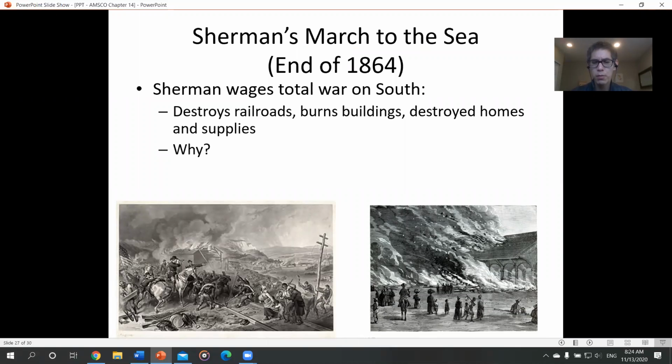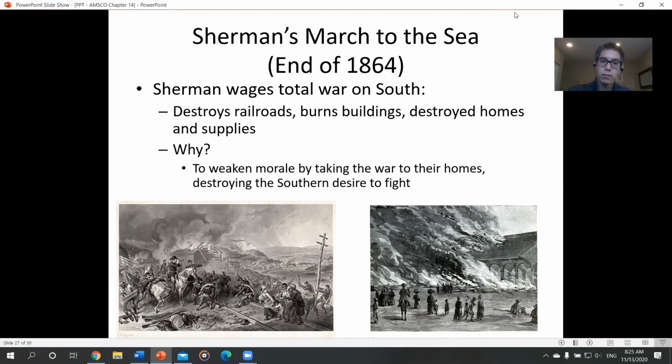Sherman's march to the sea is sometimes called a total war. Sometimes it's called a war of attrition, meaning Sherman is trying to wipe out everything that the South has. He destroys railroads as he marches. He burns buildings. He destroys homes. He destroys supplies. The goal here was to completely crush the morale of the South, to take the war to the citizens that weren't fighting, to force them to give up.